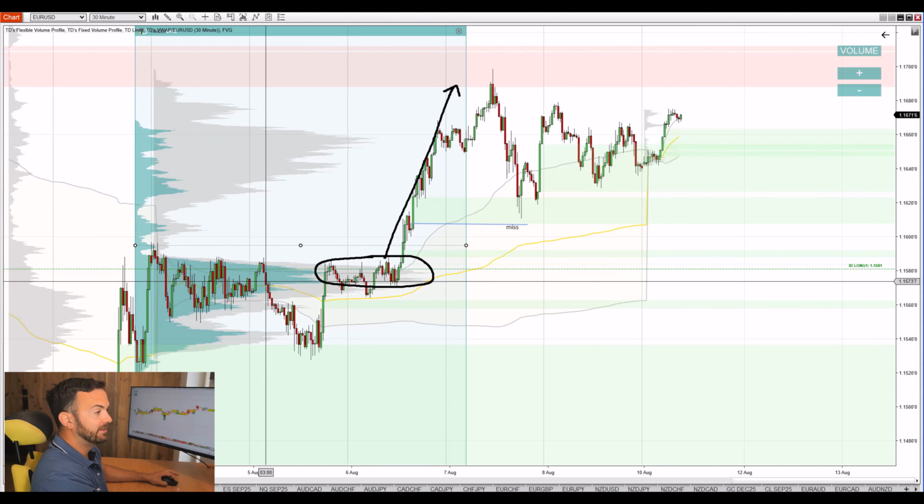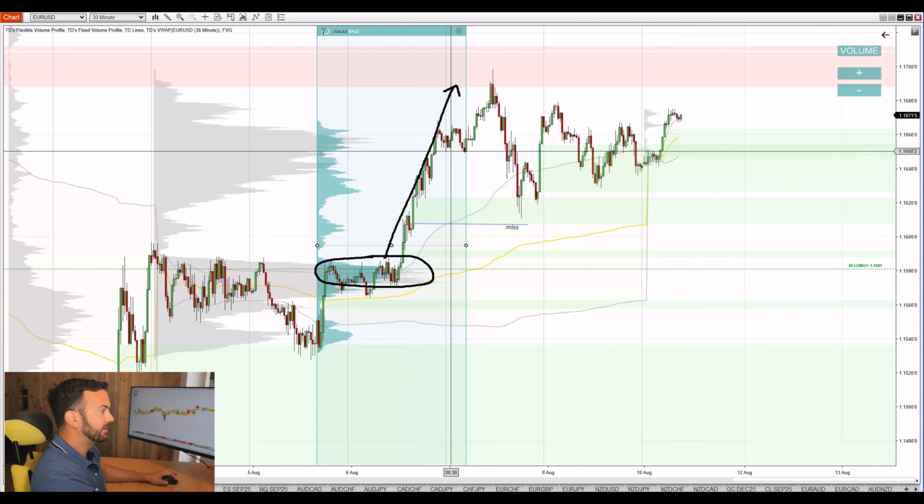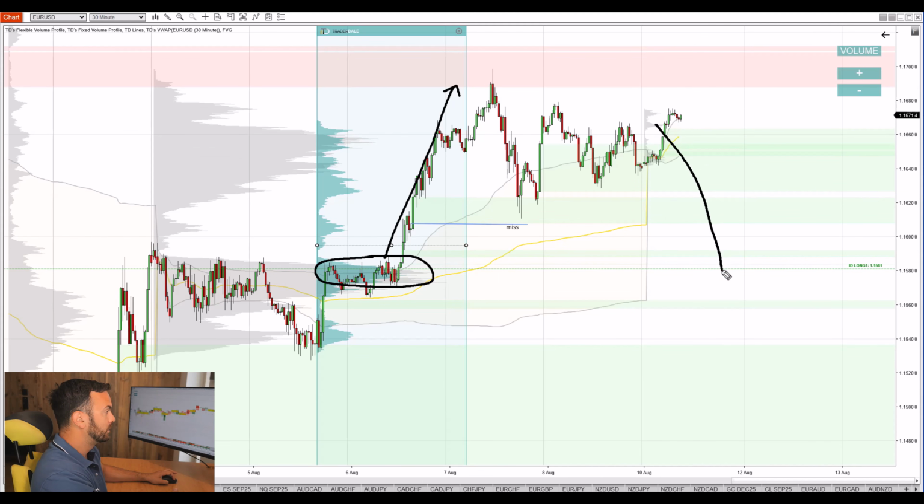But in both cases, as you can see, it will point you to this heavy volume zone from which strong buying activity started, and you want to trade from there. All right, so right now we just need to wait for that pullback. If it occurs, then take the long from there.